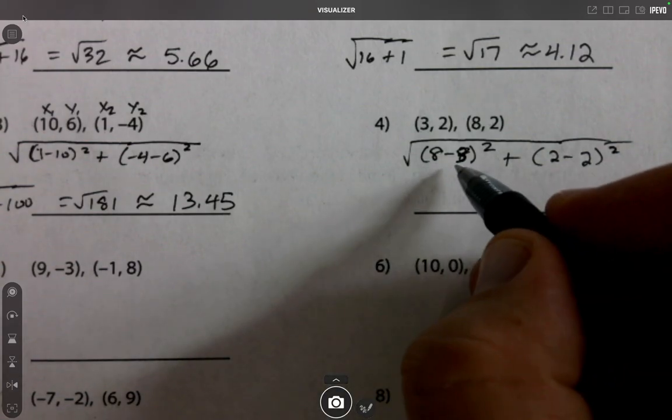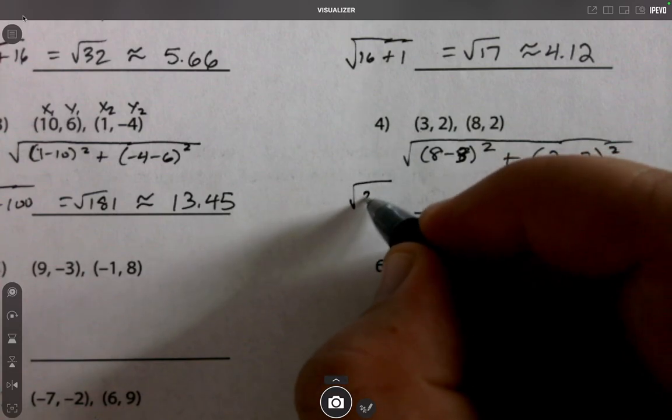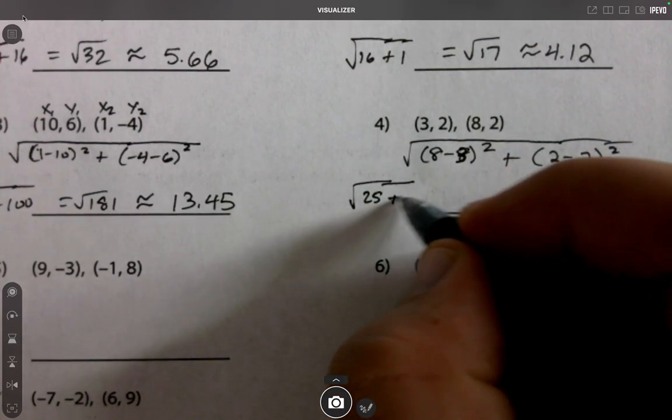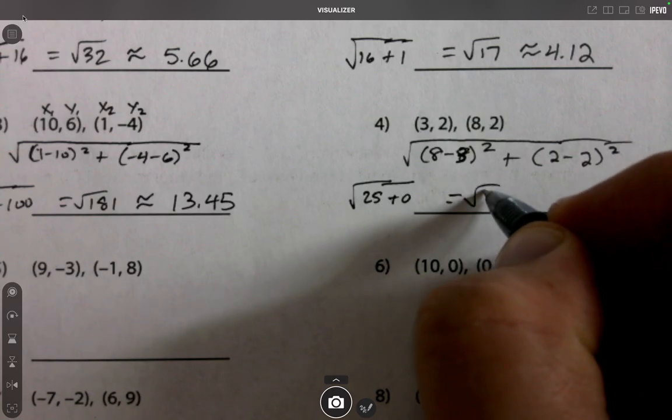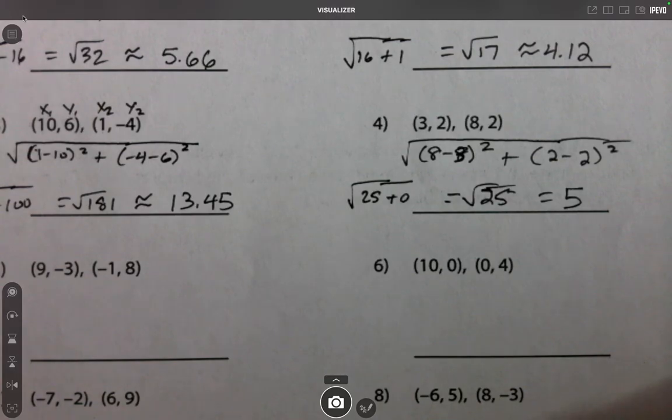8 minus 3 is 5. 5 squared is 25. 2 minus 2 is 0. 0 squared is 0. So we get the square root of 25, and the answer is 5. That one comes out even. Comes out as a whole number.